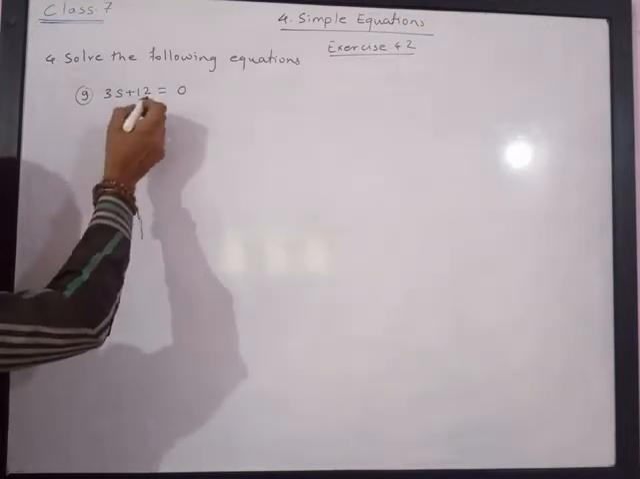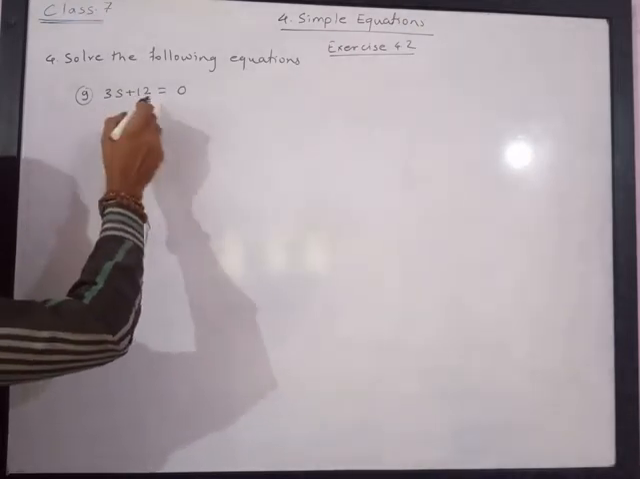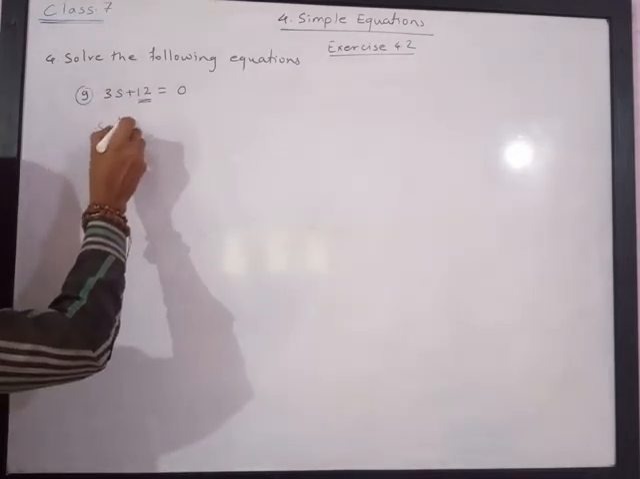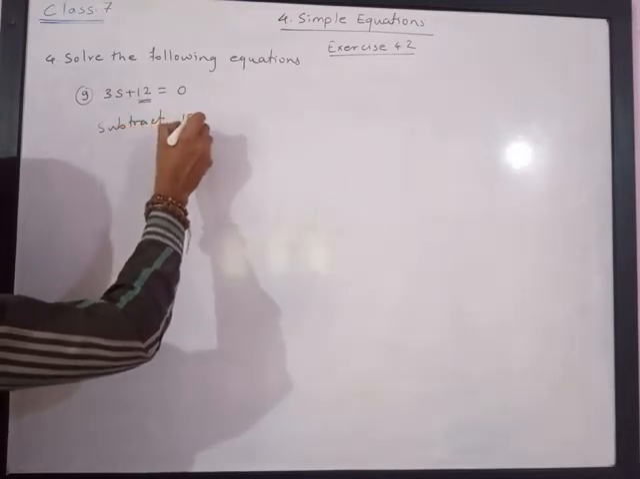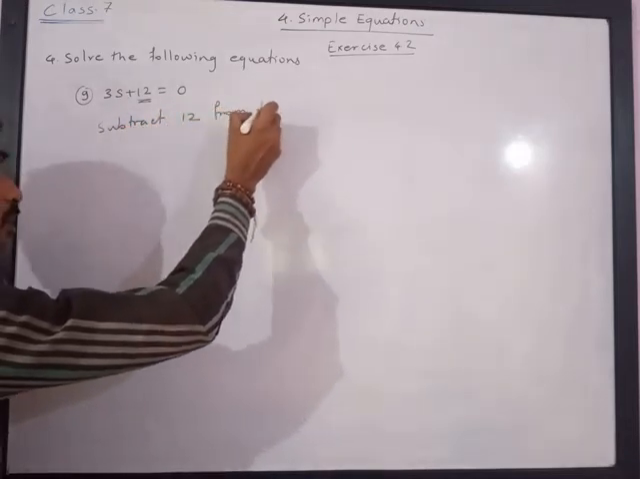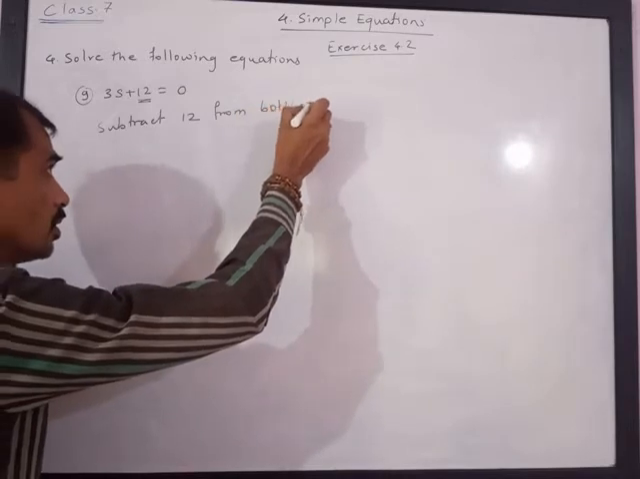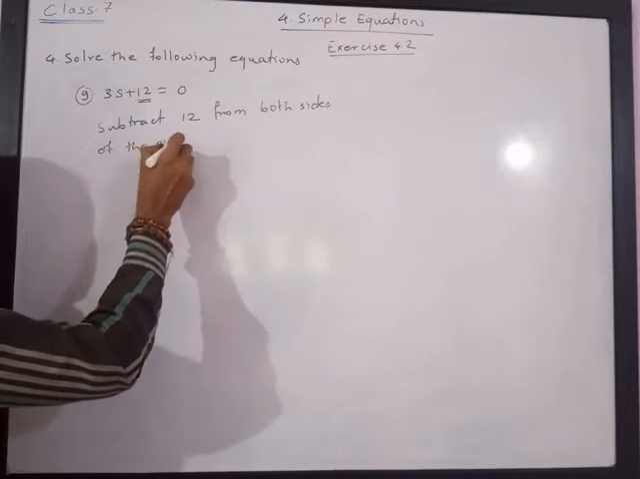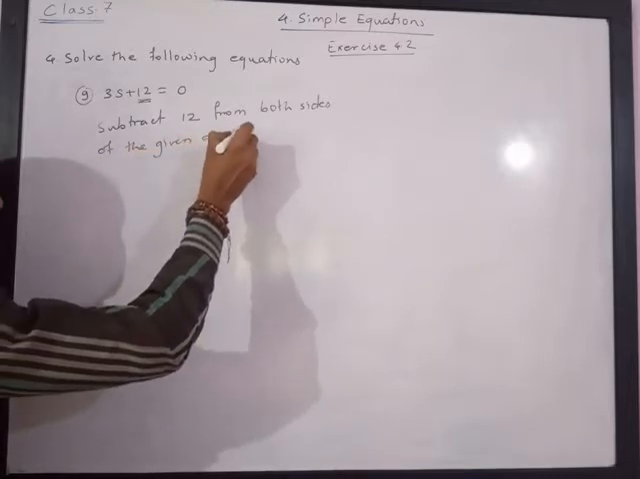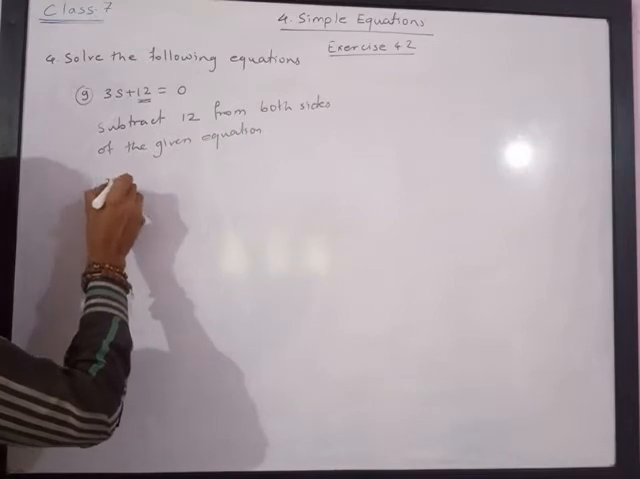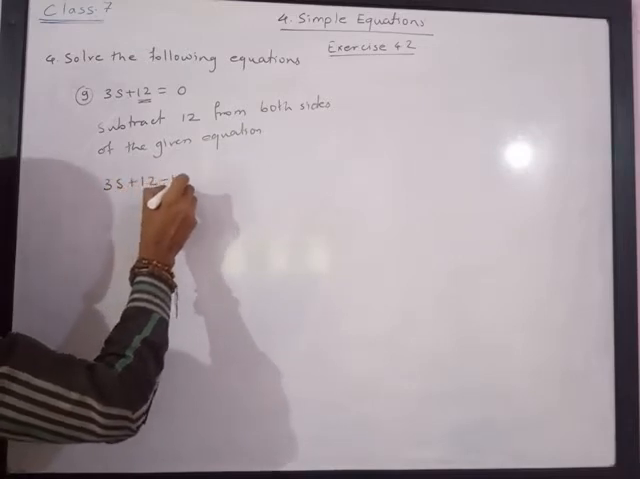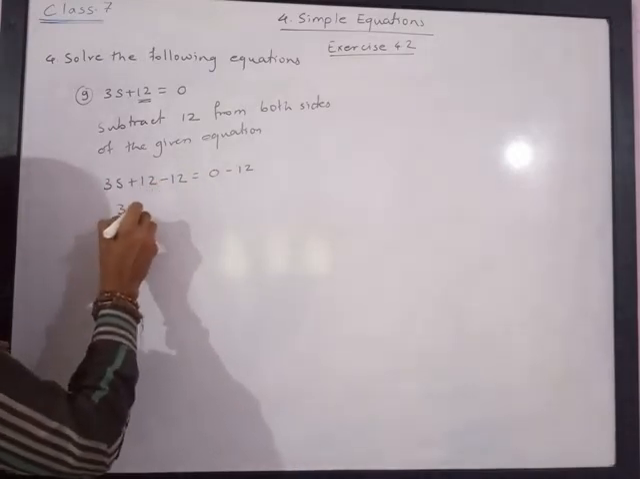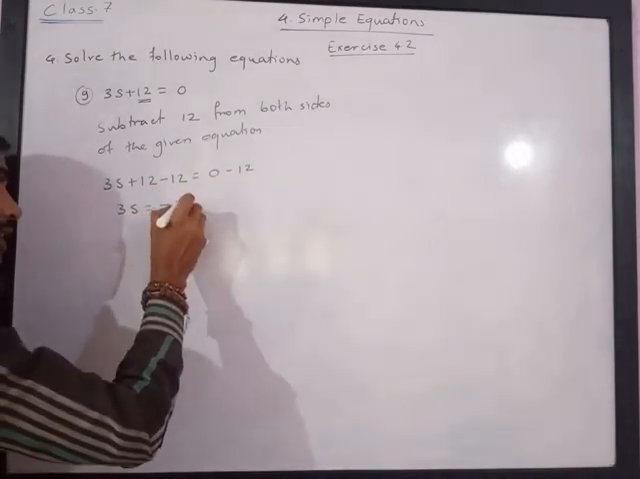So let us eliminate. Now this is positive 12. So if you do the opposite operation, we can eliminate this. So subtract 12 from both sides of the equation. So we will get 3s plus 12 minus 12 is equal to 0 minus 12. So 12 minus 12 is 0. We will get 3s is equal to 0 minus 12, which is negative 12.